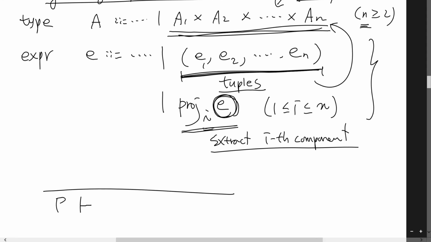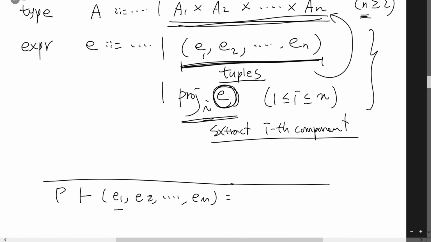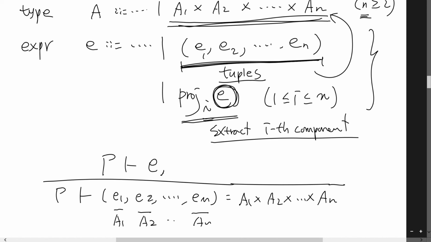So what would be the typing rule for this tuple expression E1, E2, up to En? The idea is that if expression E1 has type A1, expression E2 has type A2, then the tuple is going to have type A1 times A2 up to An, the product. So the premise is going to be: Gamma entails expression Ei has type Ai, where i is found in this range. So that's it. This is the generalized product introduction rule.